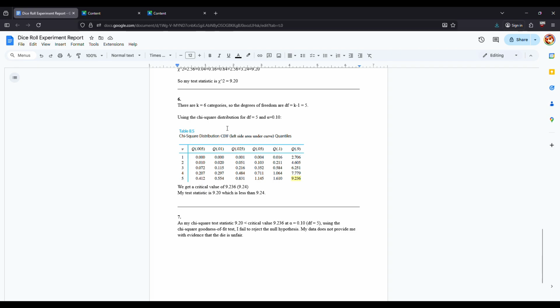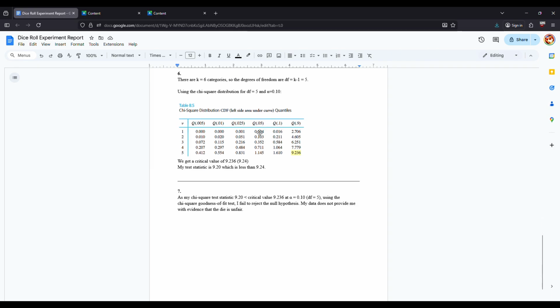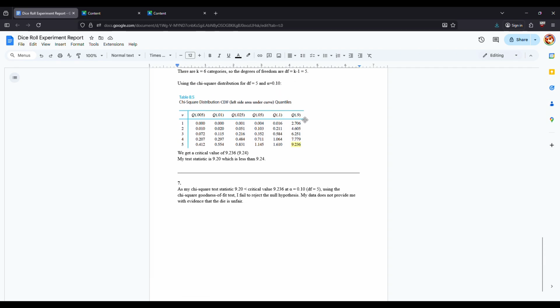Using the chi-square distribution for degrees of freedom equal to 5 and alpha equal to 0.1, we go all the way to the right, which is the Q 0.9 because it's right-tailed. So we go here, and then we get the degrees of freedom, which is the V, and then we get 9.236 for our critical value. As we can see here, my test statistic is 9.20, which is just less than 9.24.